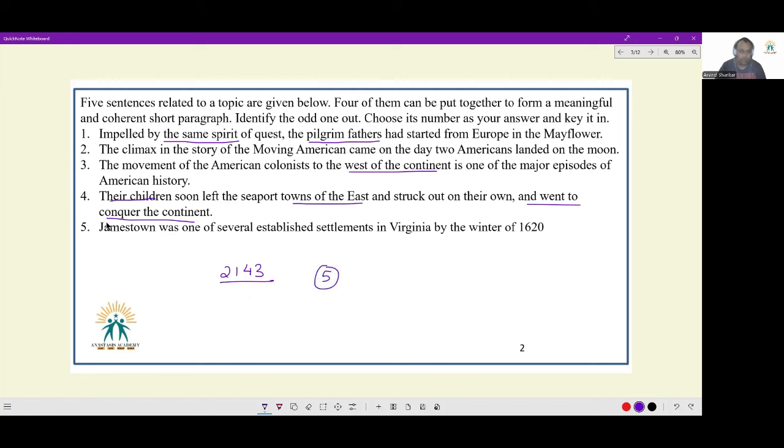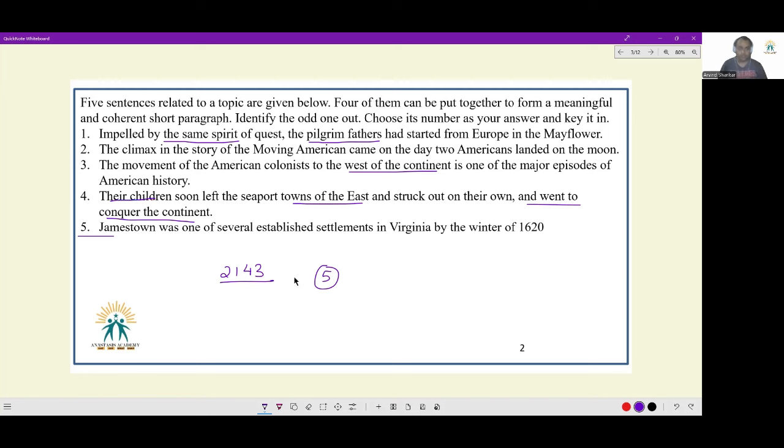Here it is perhaps easier to claim 5 is the odd one out because what is Jamestown in reference to, or where is Virginia? Is it in the east? Is it in the west? The timeline of 1620, none of it has any link with any portion of the paragraph. 2, 1, 4, 3 is sensible.